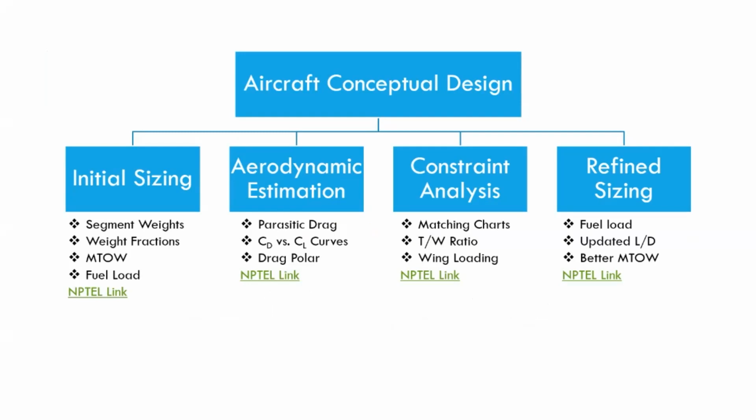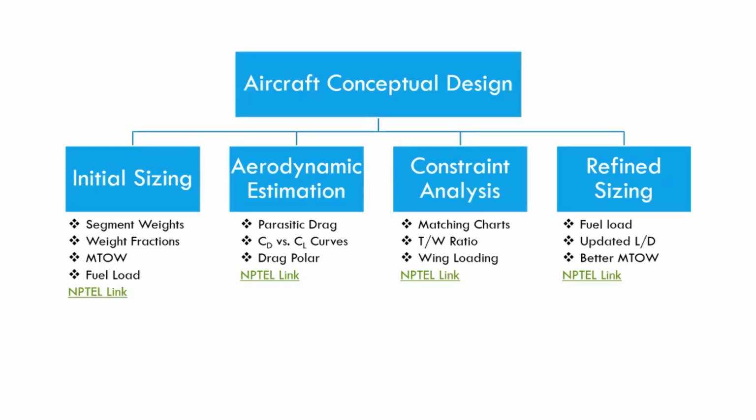So first we do initial sizing, in which we estimate the weight consumed in each segment of the flight by calculating the weight fractions. At the end, you can use all of it to get the first estimate of max takeoff weight and the fuel that you need to carry. But this is true only for an aircraft which consumes fuel during flight. If you are using a battery operated system, then you do not have the luxury of a similar approach. In the aerodynamic estimation, once the vehicle configuration is decided, you need to calculate its parasite drag, and get the CD versus CL curves and the drag polar, as it is called.